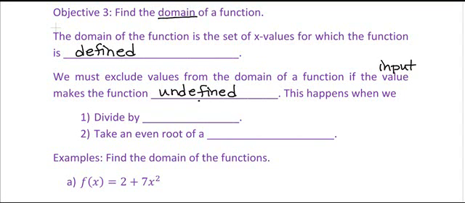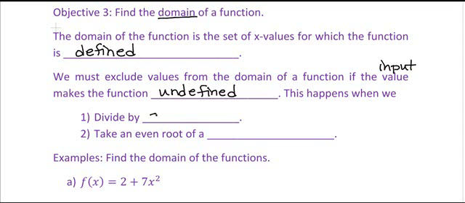And if there are no values that make it undefined, in other words it's defined for every single value of x, then the domain is all real numbers. But if there are values that make it undefined, then it's all real numbers minus those particular values of x. So what types of things make a function undefined?